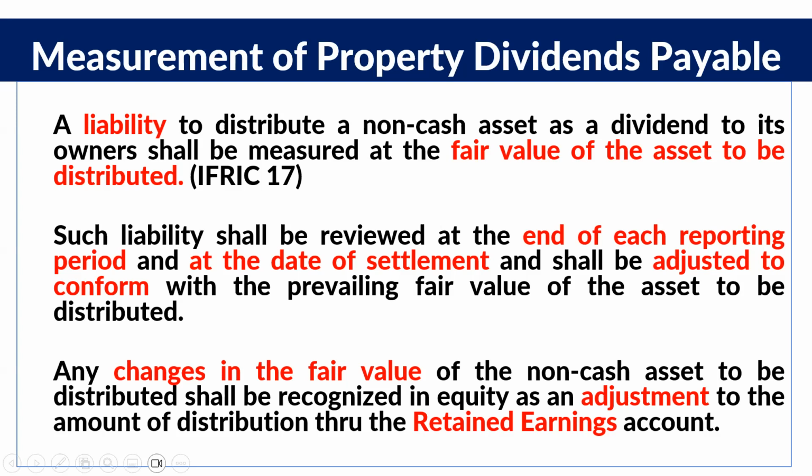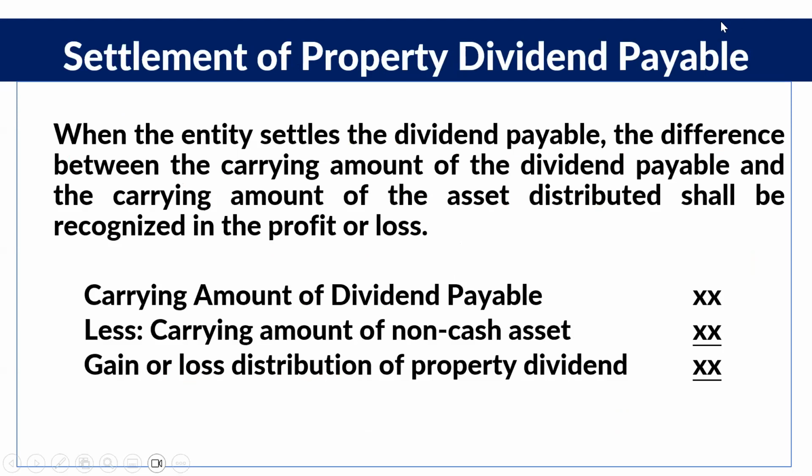So yan. So pag may fluctuation, like for example, pag dividend declaration, ang fair value lang ng asset is 100. Pero nung nag-settle na, naging 120. So, ibig sabihin, yung na-recognize mo na liability is 100 lang. Pero pagdating ng settlement, naging 120 siya. So, before mo i-settle, you have to recognize additional 20,000 or 20 no, na liability. So, that will be debited to your retained earnings and credit to your liability. So, ganun. Okay?